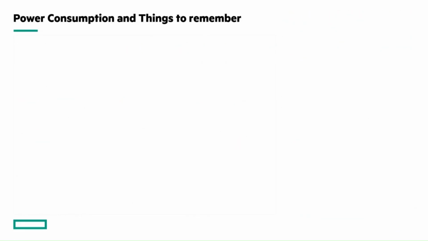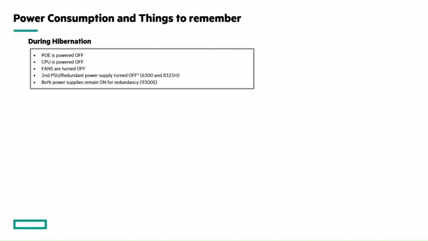Next, we're going to see the power consumption and some of the things to remember while configuring the hibernation. During the hibernation, let's see some of the important status of the switch hardware. PoE will be turned off, so there is no power over Ethernet supplied to the PDs, right? That is not operating. It will be turned off.